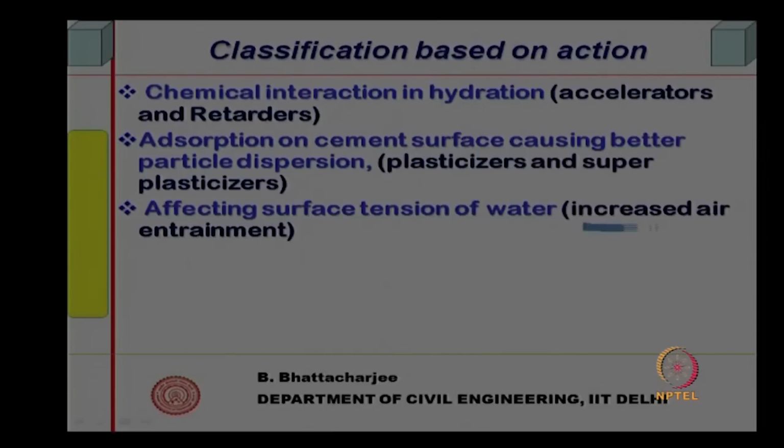Air entraining agent, essentially physically, allows air to be entrained into the concrete, but its action is to change the surface tension properties of water. They affect the surface tension properties of water, because air bubble formation is dependent on the surface tension properties of the liquid, because it is a liquid air interface.